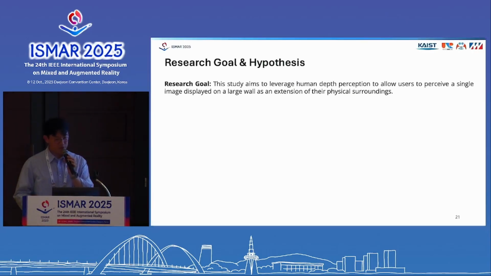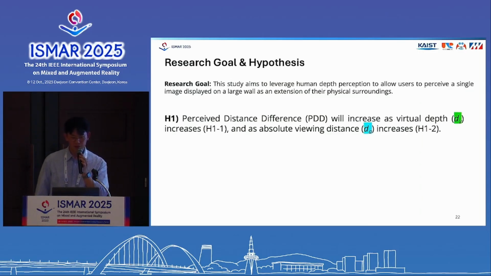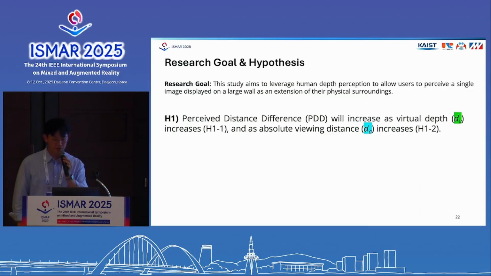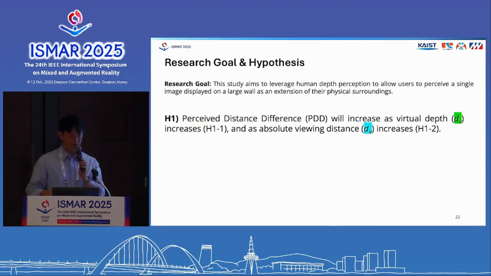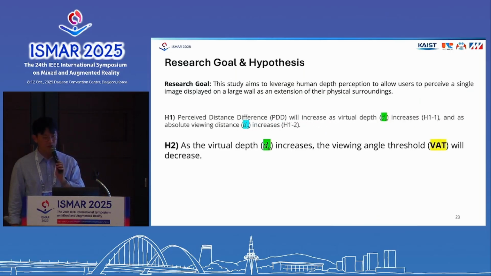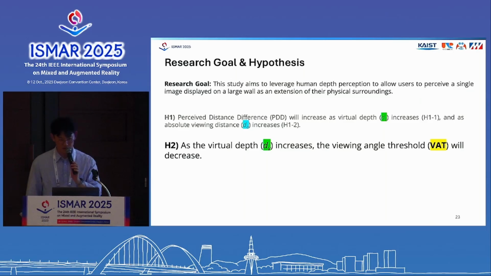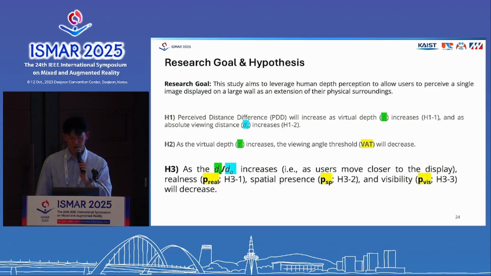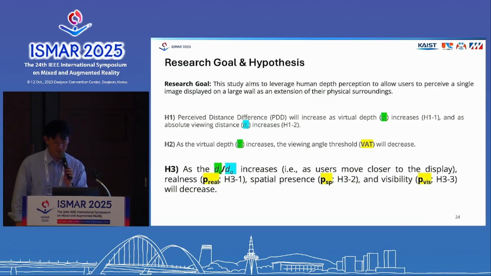The research goal of this study was to leverage human depth perception to allow users to perceive a single image displayed on a large wall as an extension of their physical surroundings. Our first hypothesis was that the perceived distance difference will increase as virtual depth increases and absolute viewing distance increases. The second is that as the virtual depth increases, the viewing angle threshold will decrease. The last hypothesis was that as the ratio dV to A increases, which means as users move closer to the display, the realness, spatial presence, and visibility will decrease.